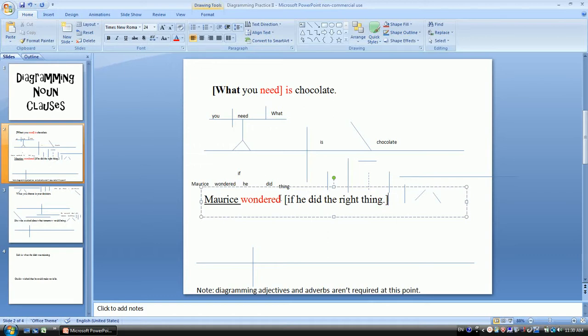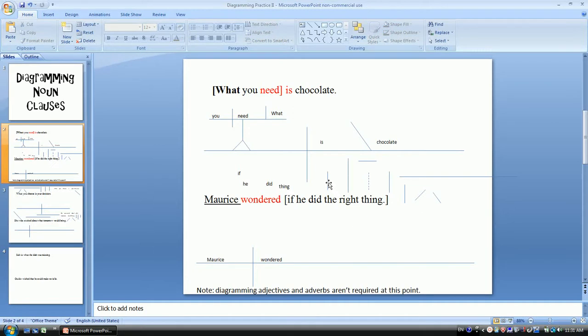We have a verb. It's an action verb. Let's test it with one of our direct object questions. Maurice wondered what? If he did the right thing. It does answer that correctly, so this is a direct object. It's a noun clause functioning as a direct object. So what we do, we have our normal diagram set up here, so we already know Maurice is the subject, so we'll slide Maurice down into there. And we know wondered is the verb, so we'll put it in the predicate section. And now we know that if he did the right thing is a direct object.